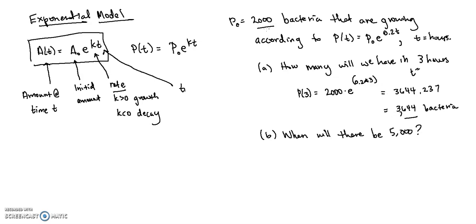Okay, we know we're starting with 2,000. We know the growth rate. We want to figure out when will there be 5,000. So now this is the A of t. This is the amount that changes. So we're going to put this in for A of t. We've still got our same P naught, and this time we're trying to find time.